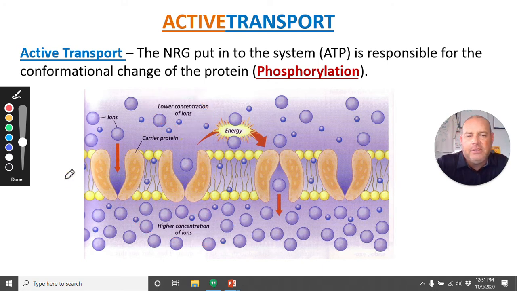And phosphorylation has to do with the ATP there. The energy put into the system, which is adenosine triphosphate, right, is responsible for the conformational change of the protein. And phosphorylation, we're going to get to this down the road. You're going to come to know it as a trigger. Whenever something gets phosphorylated, something's going to happen, okay? So you break the ATP, and then you have this free phosphate, and that phosphate attaches to a protein, and a lot of times it causes a conformational change. It causes a shape change or something else. So we're going to talk about phosphorylation a lot more down the road.